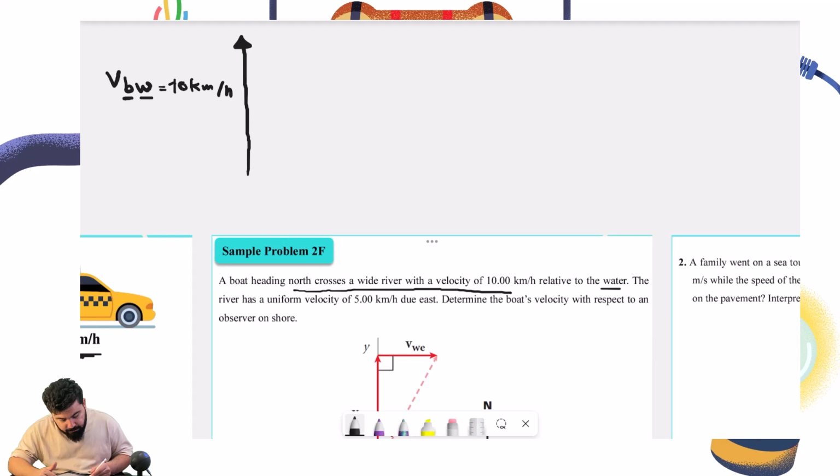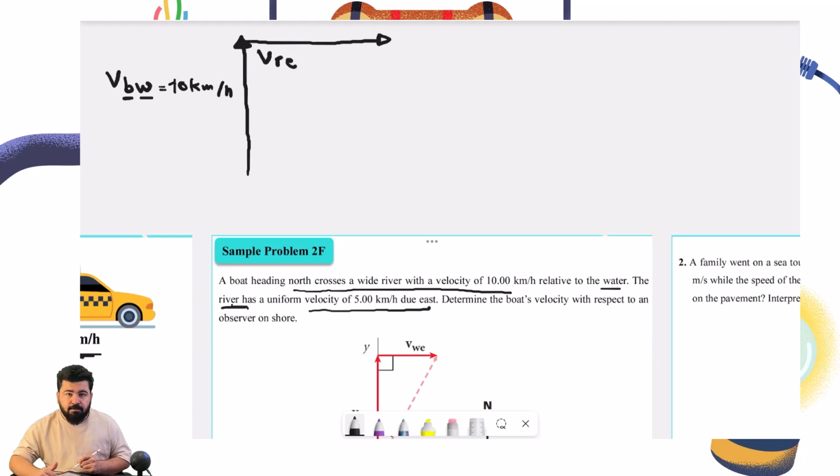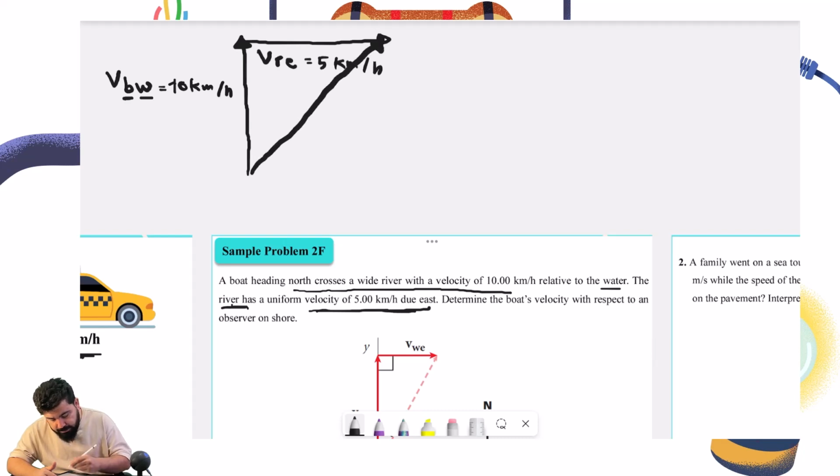The river has a uniform velocity of 5 kilometers per hour due east. So the velocity of the river, we're going to say relative to Earth. Be careful. The velocity of the river, because it doesn't say relative to anything, you just say relative to Earth, is equal to 5 kilometers per hour. You know these two are perpendicular, so my resultant is going to be like this.